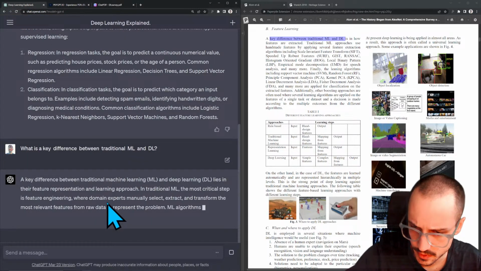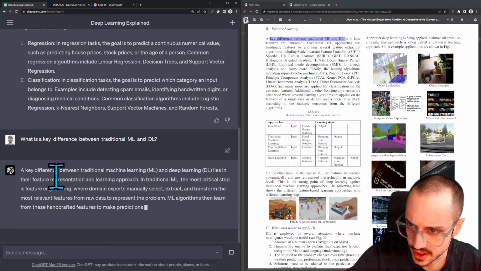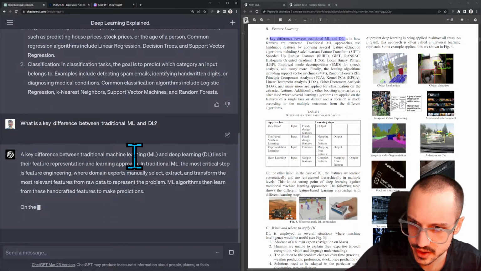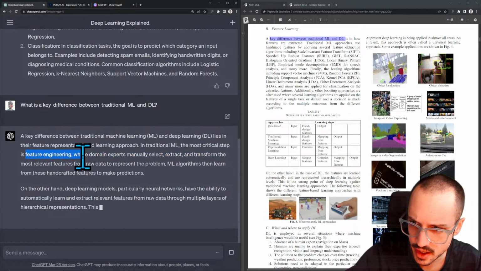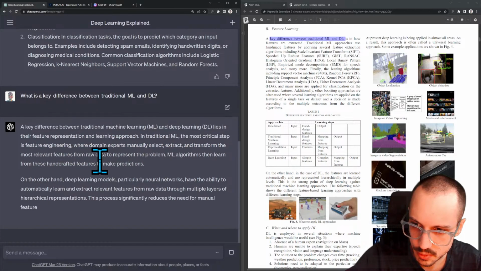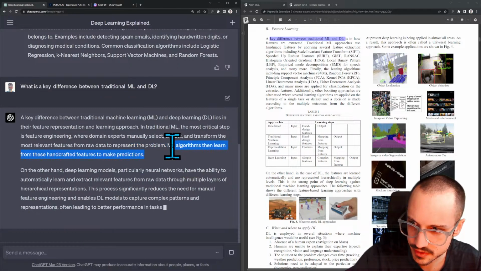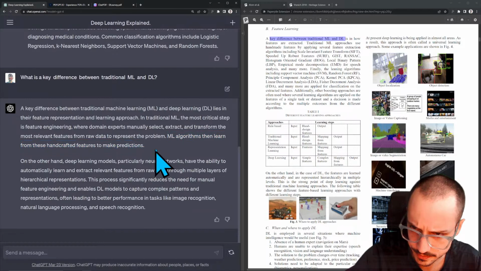Okay. So what does GPT-4 tell us? A key difference between traditional machine learning and deep learning lies in their feature representation and learning approach. In traditional ML, the most critical step is feature engineering, where domain experts manually select, extract, and transform the most relevant features from raw data to represent the problem. ML algorithms then learn from these handcrafted features to make predictions. This is correct.